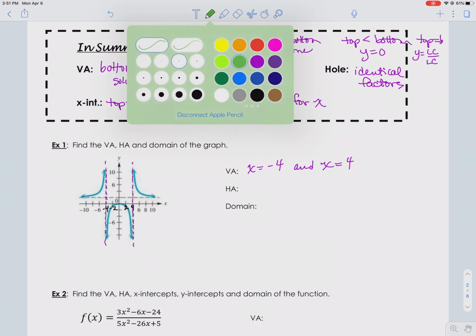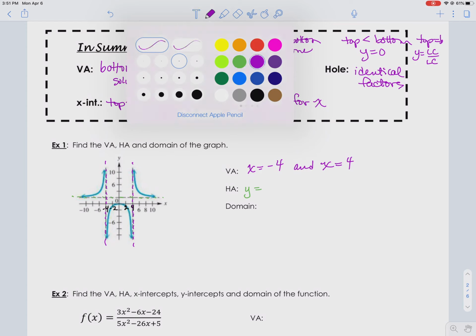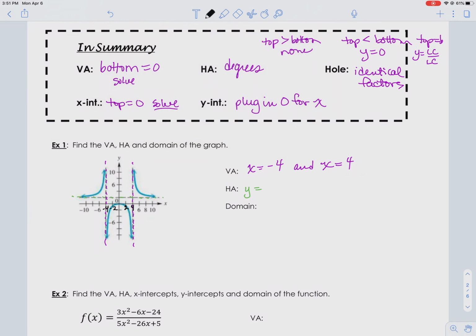My horizontal asymptote, I'll do that one in green. That's a y equals graph. Okay, so y equals, and again, you have to be careful because it's going up by 4, so 2 and 4. So it's going to be a horizontal y equals 2. So to find your domain, so the domain is whatever your x can be. So your domain is going to be this part right here. So it's going to go from -infinity all the way up to -4.